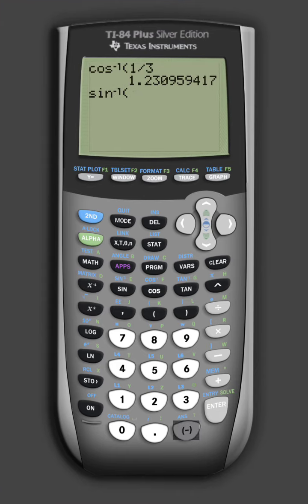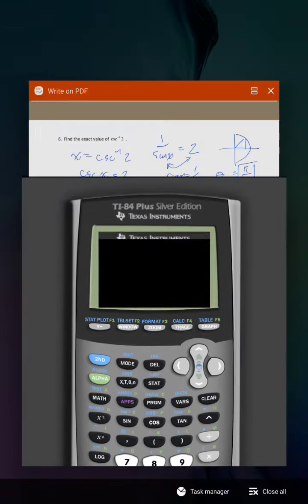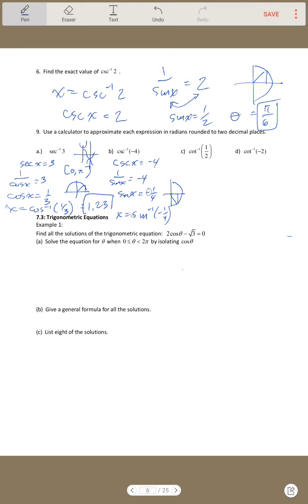Sine inverse of negative 1/4 gives us negative 0.25. Okay, so this answer is negative 0.25. Okay, so now let's do cotangent. Remember this one, this one's a little bit weird.